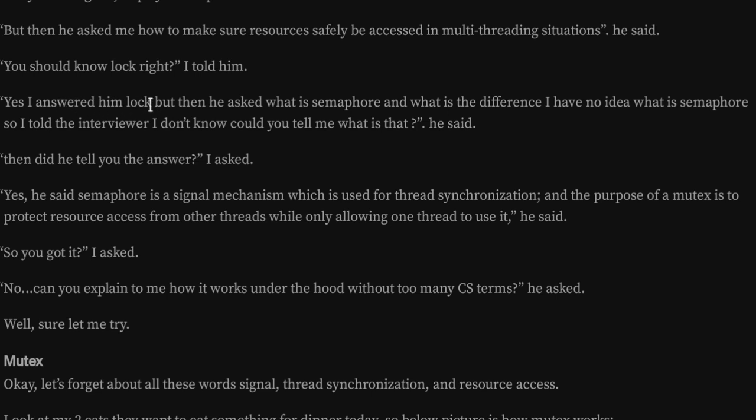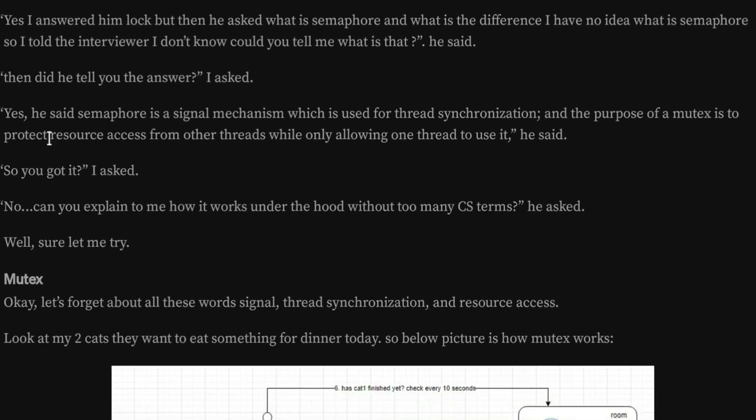Yes, I answered him lock, but then he asked what is a semaphore and what is the difference, and I have no idea what a semaphore is. I told the interviewer, I don't know, could you tell me what it is? Then, did he tell you the answer? Yes, he said a semaphore is a signal mechanism which is used for thread synchronization, and the purpose of a mutex is to protect resources against access from other threads, while only allowing one thread to use it, he said.